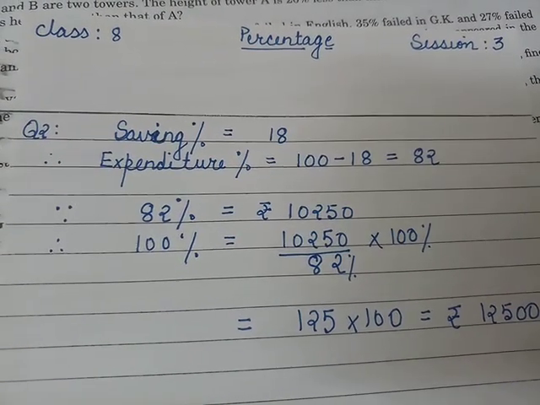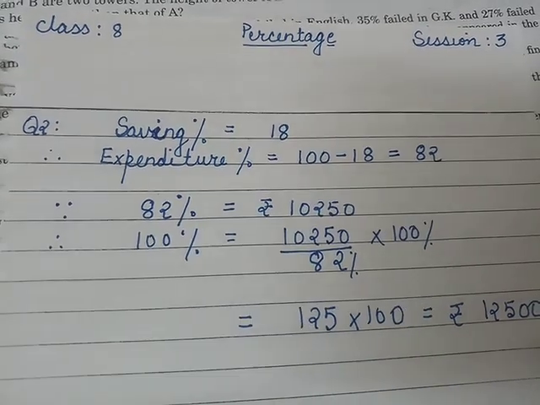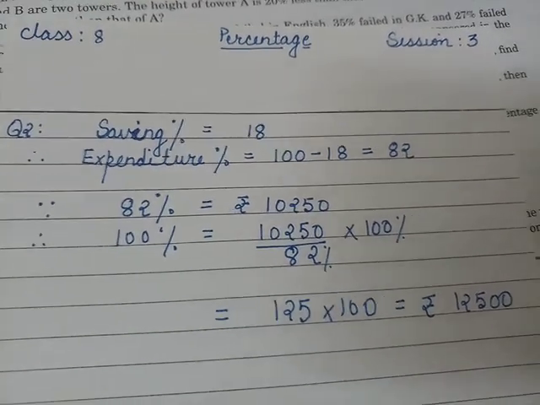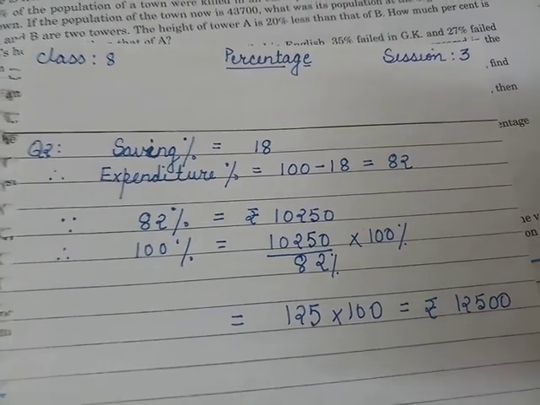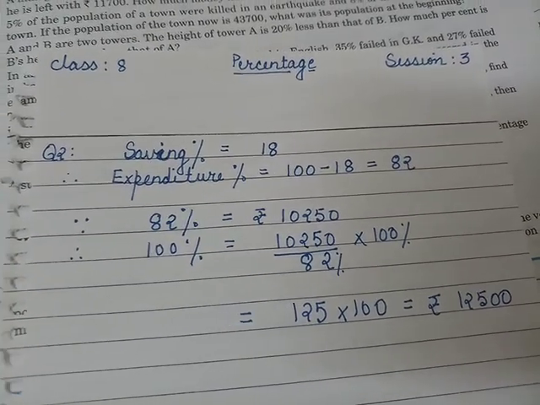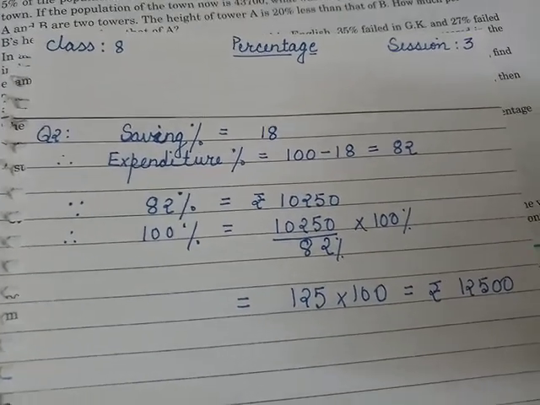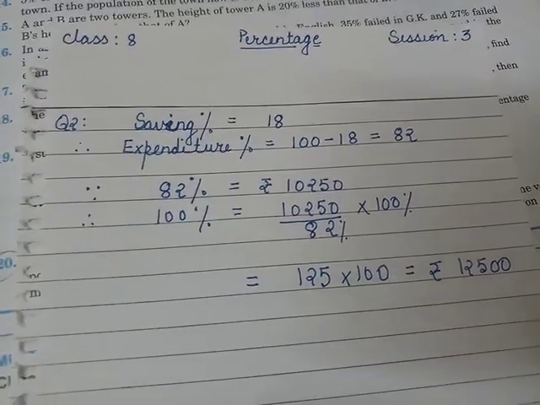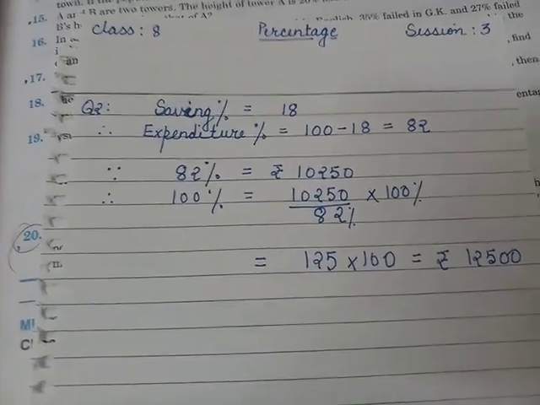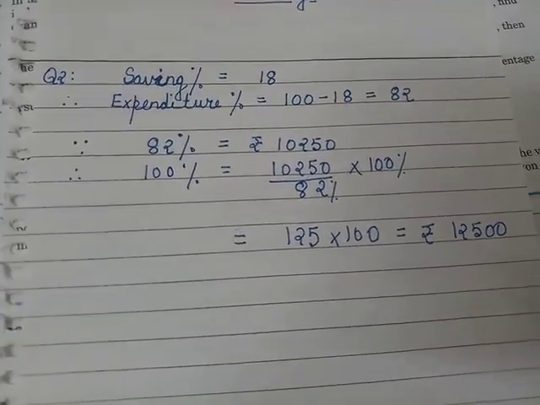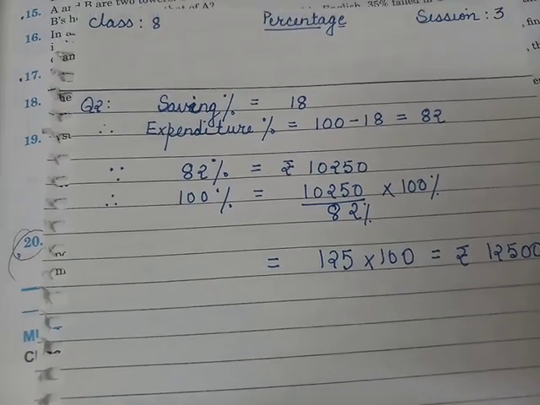The percentage sign gets cancelled with the percentage sign. We do not show it. 125 into 100 will give you 12,500. So our monthly salary is rupees 12,500. Okay children? It's easy to do the questions with 100 in percentage rather than considering it as x. If you find it easy with x, you can do it with x also.